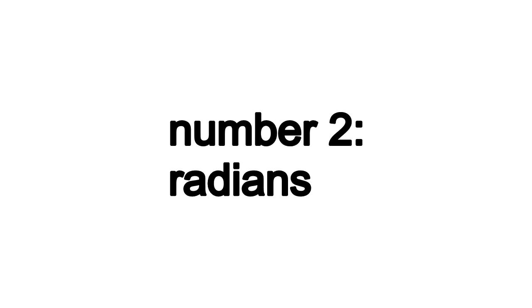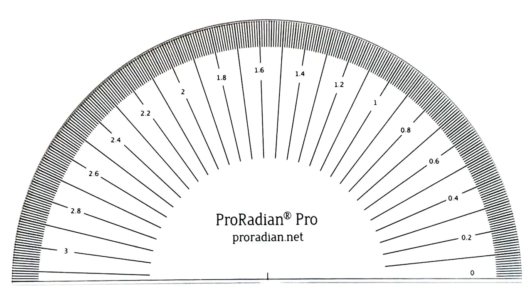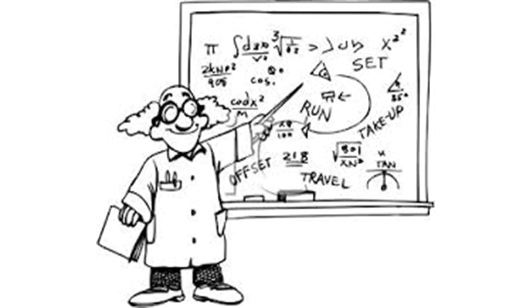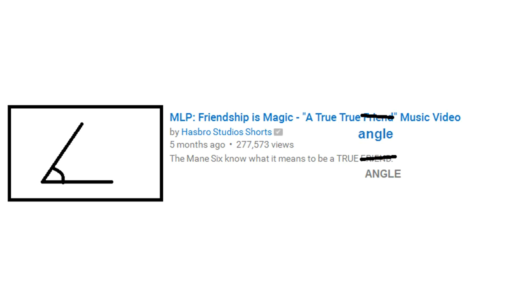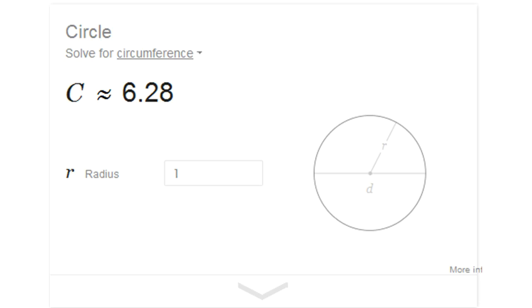Number 2. Radians. Radians, the true angle. 2 pi radians in a turn, pi divided by 2 in a right angle. You probably know it too, but only if you did some mathematics outside of school. It is accepted among mathematicians because of one reason. It's the true angle. A 1-unit radius circle has a 2 pi circumference.